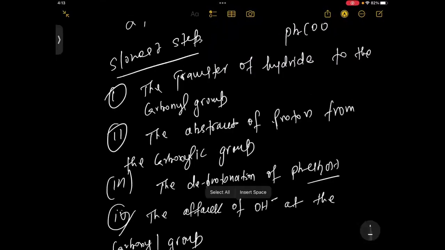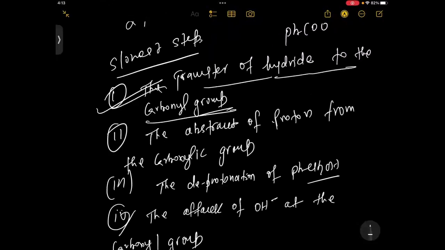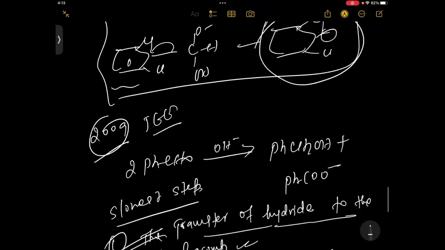See, this is the first, the transfer of hydride ion to the carbonyl group. This is the correct answer, students, because I have mentioned in the mechanism that hydride transfer is the slowest step. I hope you understood the whole logic, the whole concept.